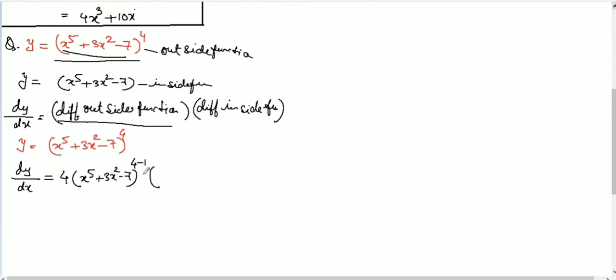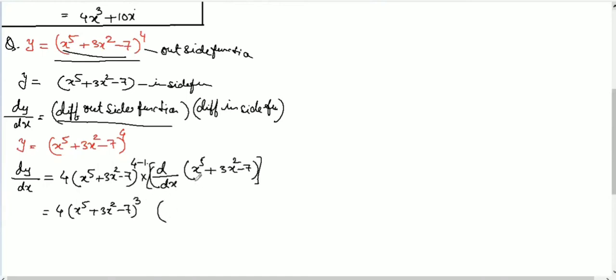Now multiply it by the inside function's derivative. Now you have to differentiate the inside function. So you can write d over dx of, we have to differentiate. Now we differentiated the outside function, now we have to differentiate the inside function, which is x to the power 5 plus 3x square minus 7. So here it is 5 times (x to the power 5 plus 3x square minus 7) to the power 5 minus 1, which is 4.